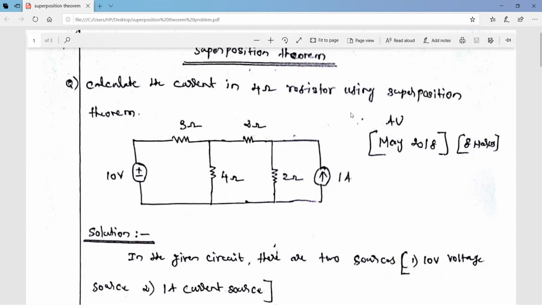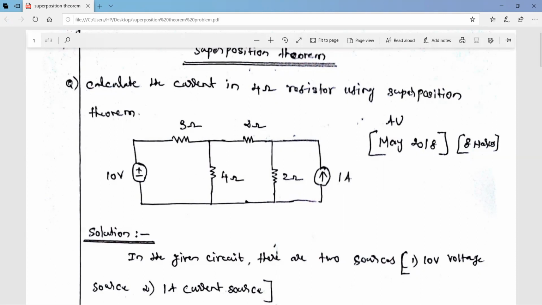According to the superposition theorem, if we want to find the current flowing through some resistor, here the question is to find the current in the 4 ohm resistor, then the actual current flowing through this 4 ohm resistor is due to both the 10 volt battery as well as the 1 amp current source. Both affect the current flowing through the 4 ohm resistor.